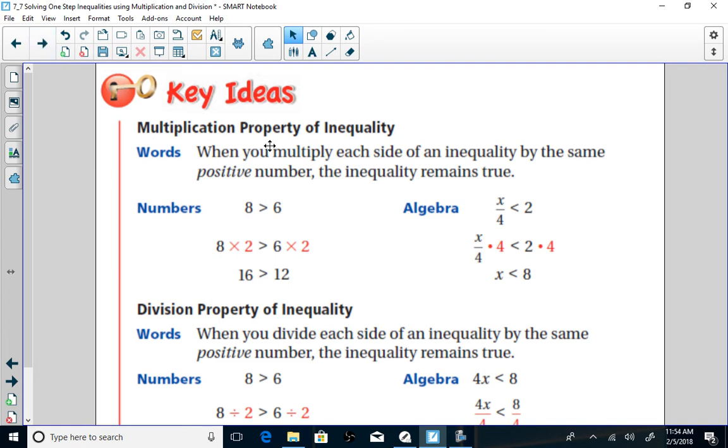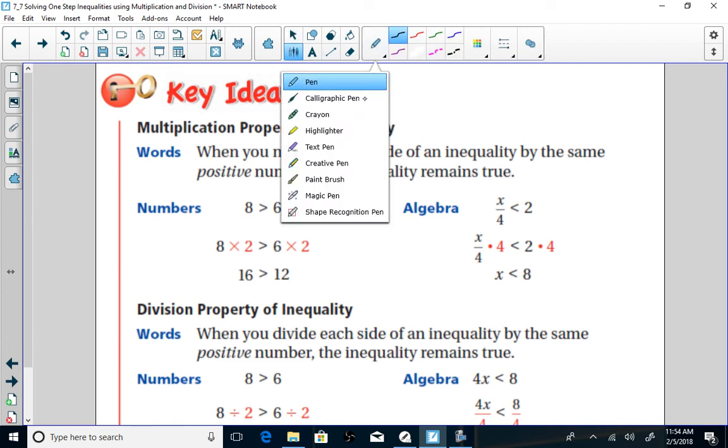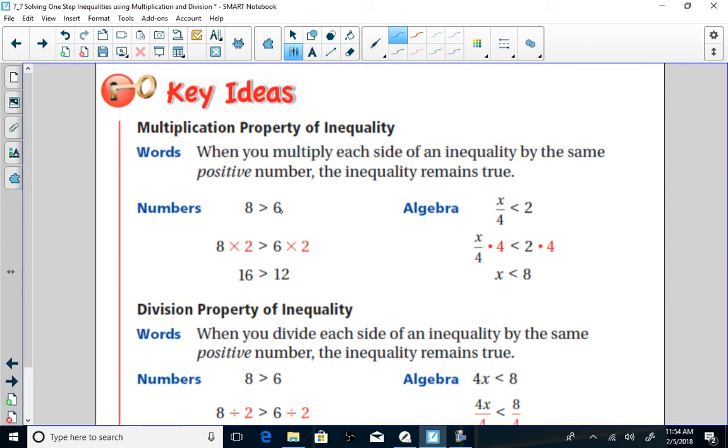We're going to be looking at the multiplication property of inequality, which says when you multiply each side of an inequality by the same positive number, the inequality remains true. For example, if we take a look at the inequality 8 is greater than 6, we know that 8 is more than 6. Well, if we multiply both sides of that inequality by the same positive integer, so if I multiply 8 by 2, we would get 16. If I multiply 6 by 2, I get 12. Notice that I still get an inequality that's true. 16 is more than 12.